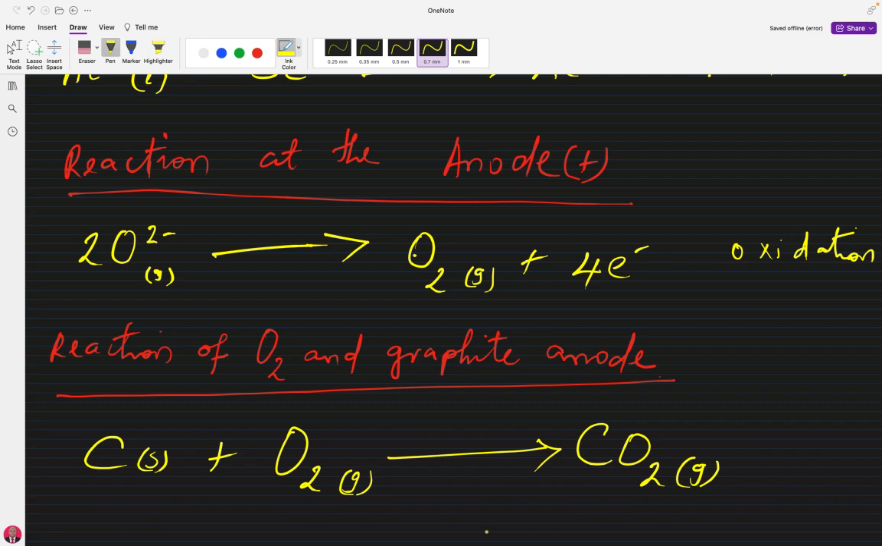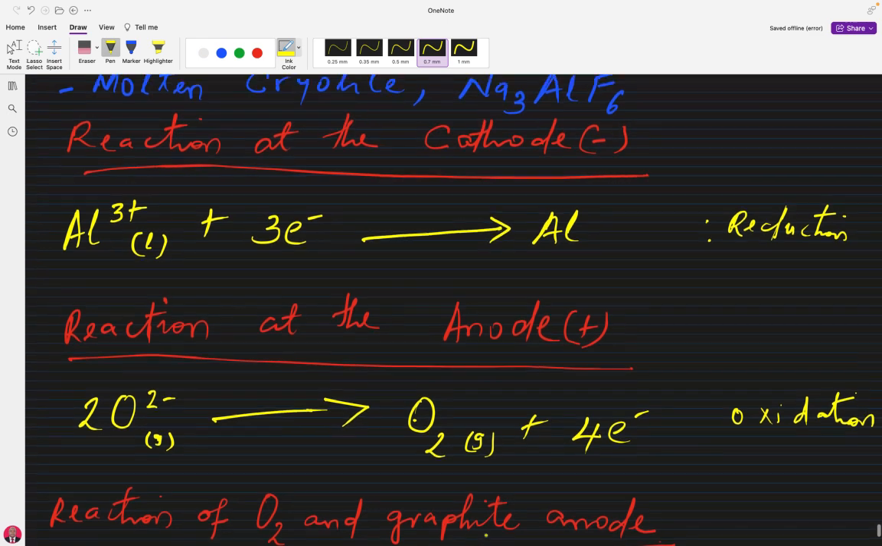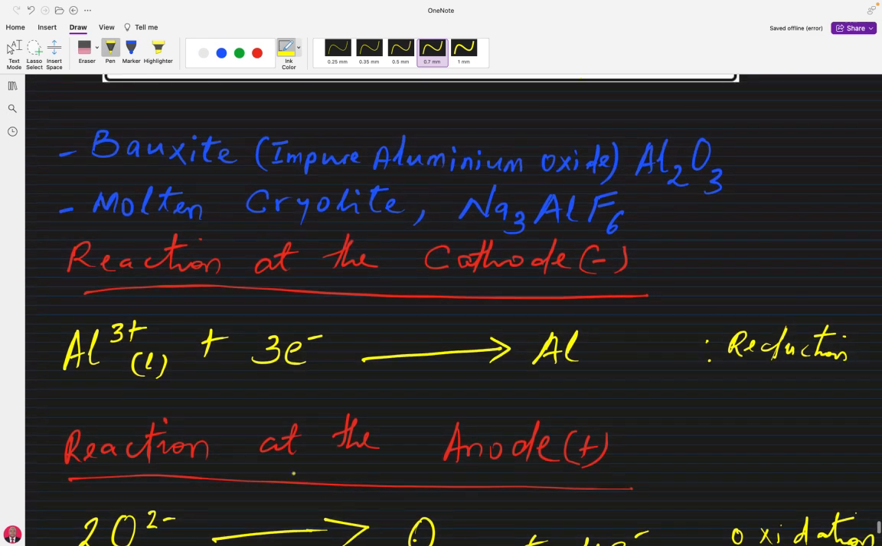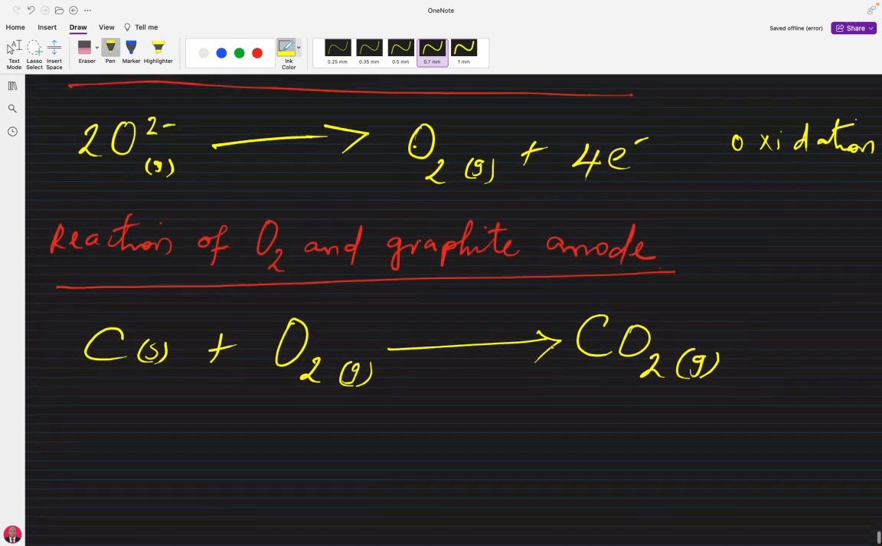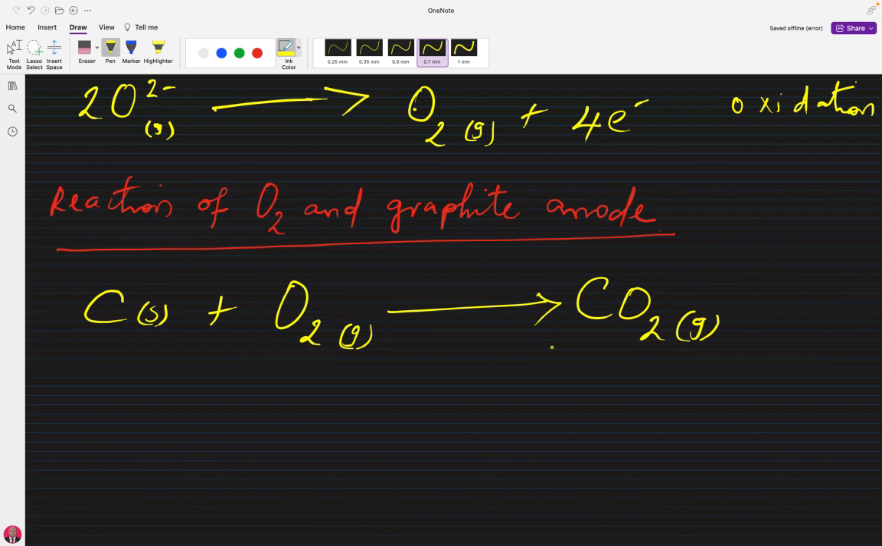That's why they say you should explain. Then do not forget to name that it is extracted from bauxite. That is the ore, which is an impure aluminium oxide. Okay, so these are the major points in this section. Thank you very much. Let's go to the second part of the question.